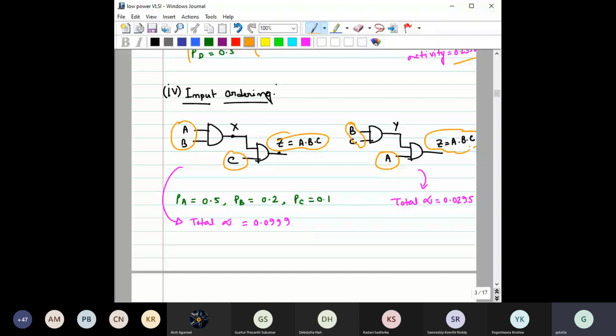But if PA, PB, and PC values are given, then you calculate the total alpha. You get the total alpha here like this one, and here you get the total alpha like this. You can see the highly active input, which one is highly active? It is this PA value. Just shift this PA value to the next stage here, and that will drastically reduce the total value of alpha. So this is input ordering.